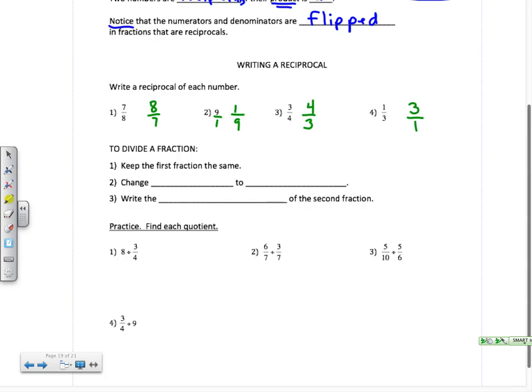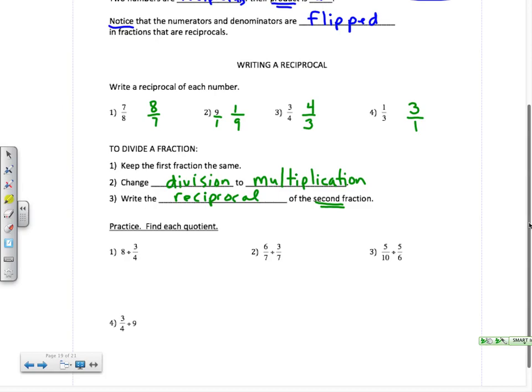All right, here's 3 easy steps to dividing a fraction. Number 1, keep the first fraction the same. Number 2, change division. Look at that division sign and change it to multiplication. So basically we turn it into a multiplication problem, which we already know how to do. And then number 3, write the reciprocal of the second fraction only.